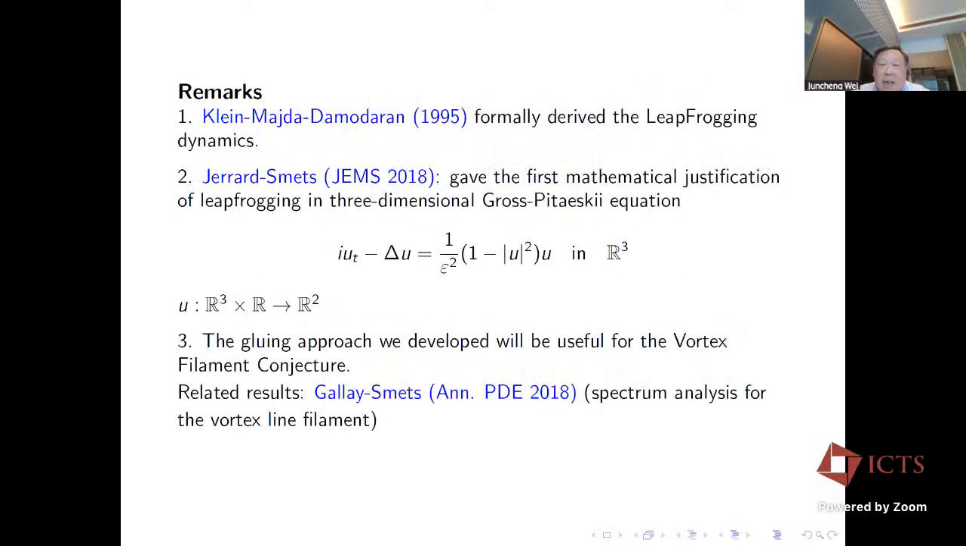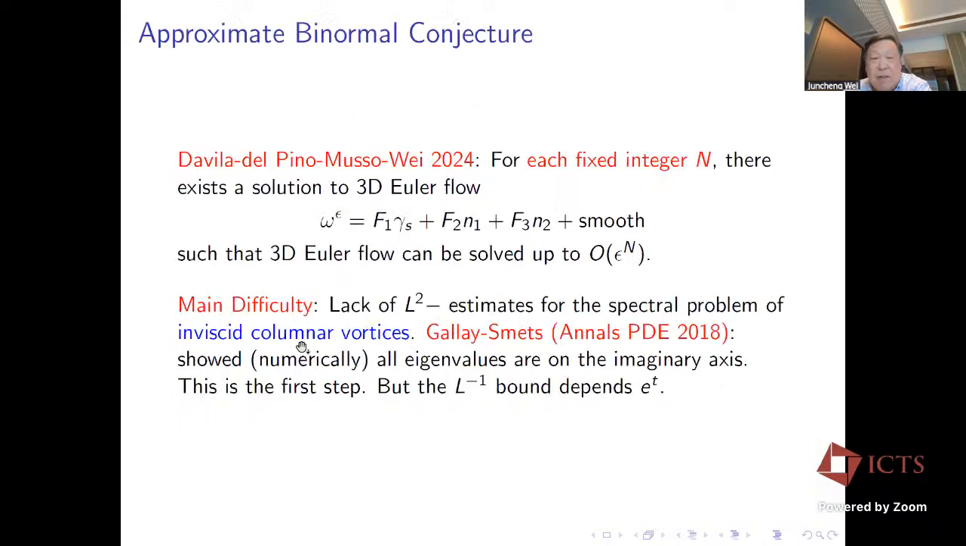Some remarks. There's another mathematical justification of the leapfrogging program by Gérard-Varet and Smith, but for the GP equation. And our gluing approach that we developed will be useful for the vortex filament conjecture. This is one of the well-known open questions for 3D Euler, the vortex filament conjecture, and we hope that we can use this gluing approach to solve it.